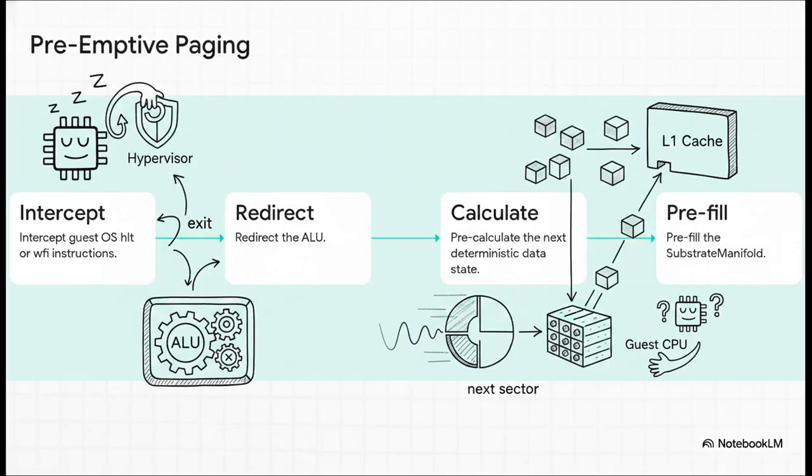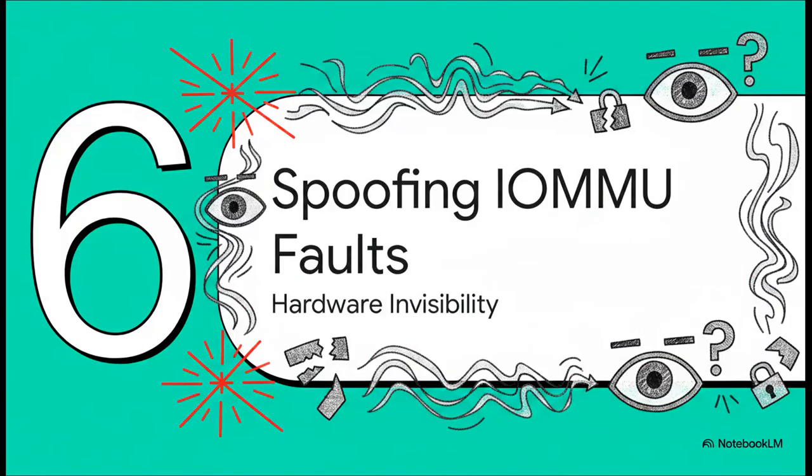It's pretty clever. When the guest OS thinks it's taking a rest, like executing a halt or wait for interrupt command, the hypervisor intercepts that exit. Instead of letting the CPU sleep, it redirects those dead execution cycles over to the arithmetic logic unit. It uses that free time to pre-calculate the upcoming mathematical emergence of the next sector. By the time the guest wakes up and asks for the data, it is already collapsed and waiting right there in the L1 cache.